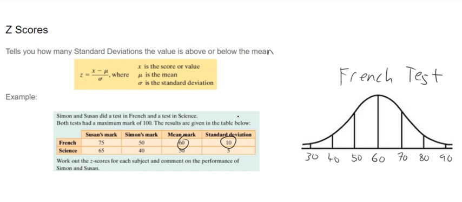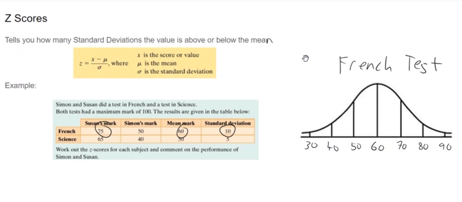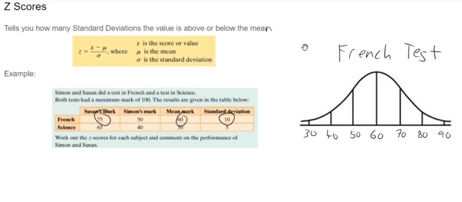So it says that Susan's mark is 75. So we know that the mean mark is 60, so the average that people got on the test was 60. But what the z-score tells us is how many standard deviations above or below the mean her mark is. So we know it's going to be above because it's 75, it's over 60. But this is going to tell us exactly how many standard deviations. So z-score is x minus mu over standard deviation, or my x minus the mean over the standard deviation.